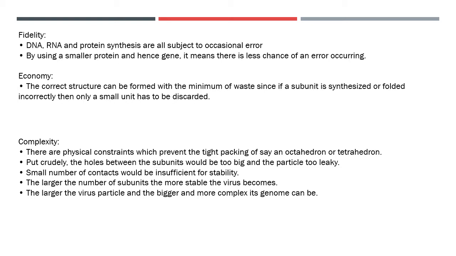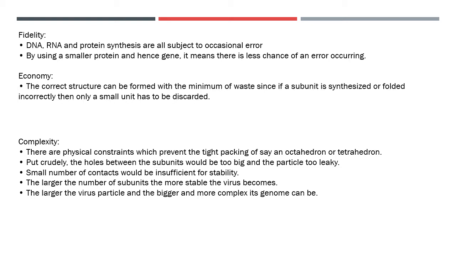So this is how the viral structure economy goes. Okay, so next is complexity. There are physical constraints which prevent the tight packaging of, say, an octahedron or tetrahedron. This is about the number of subunits which are used for the structural development, as we are talking about viral architecture. Each and every subunit or protein plays a very important role in packaging or developing the structure. If you put it crudely, the holes between the subunits will be too big or the particle will be too leaky.